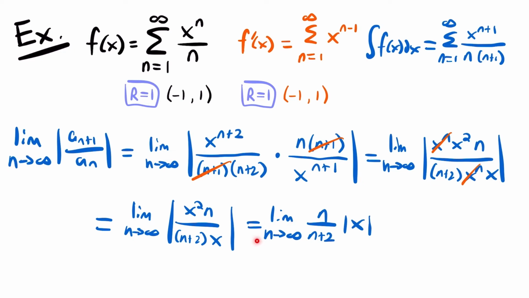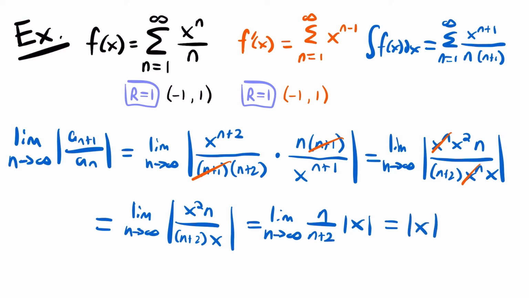And now we have the limit as n approaches infinity of n divided by n plus 2, which is a rational expression with a numerator and denominator that are algebraic, and they both have n raised to the first power, that is the highest power of n, and so the limit as n approaches infinity of this expression will be equal to the ratio of the coefficients for those two terms. So this limit will be equal to 1, which is the coefficient of this n, divided by 1, which is the coefficient of this n. So this limit is equal to 1 divided by 1, which is 1, and so this is equal to 1 times the absolute value of x, which is just the absolute value of x.